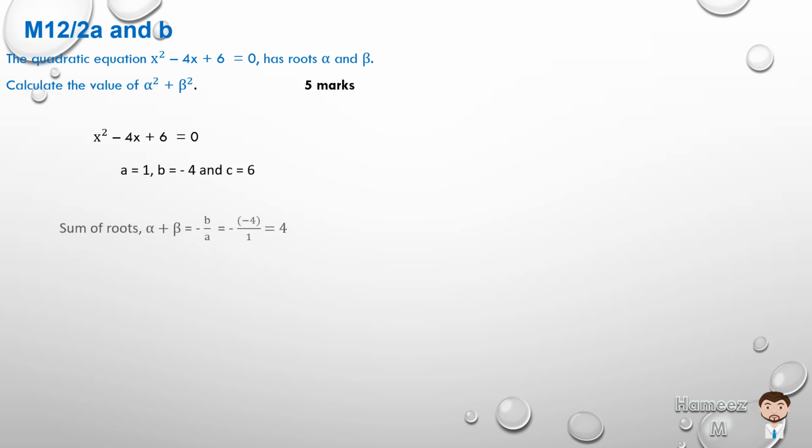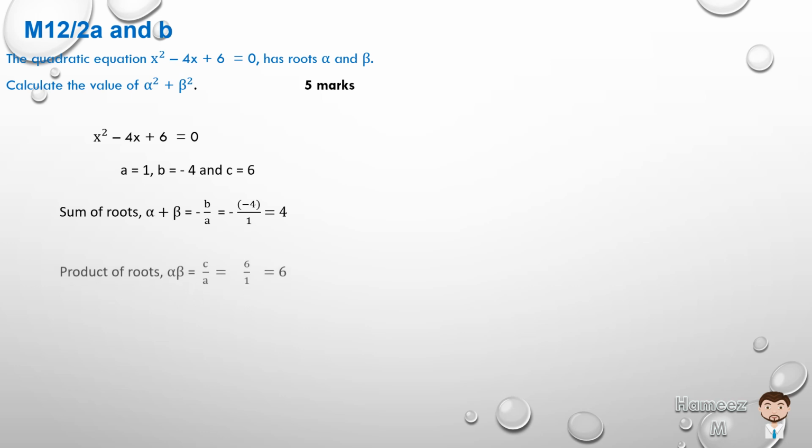So when we're finding the sum of the roots, that will be equal to minus b over a, which is minus of, what is b? Minus 4 all over 1. Minus minus 4 is 4, 1 into 4 is 4. So that's the sum of the roots, meaning alpha plus beta is equal to 4. And the product of roots, which is alpha beta, is equal to c over a. And c is 6 over 1, 1 into 6 is 6.